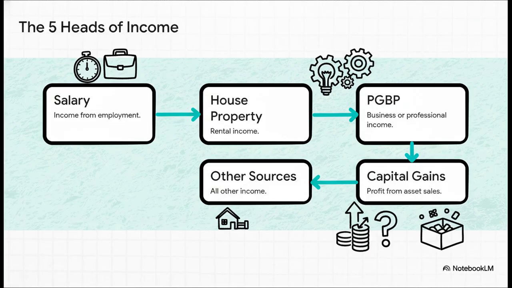And would you look at that? There they are, the 5 legendary heads of the income hydra. We've got salary, house property, profits from business or profession, capital gains, and of course, that mysterious one, other sources. The trick is, we have to calculate the income under each of these heads completely separately before we can even think about adding them up. So, let's take them on, one by one.